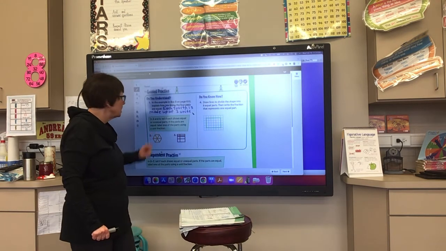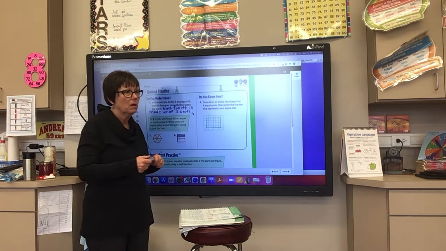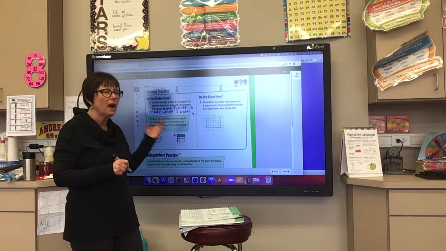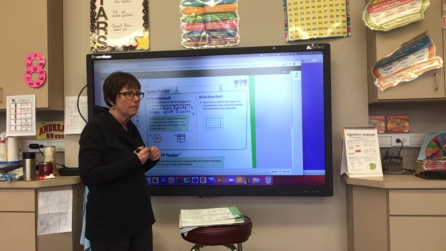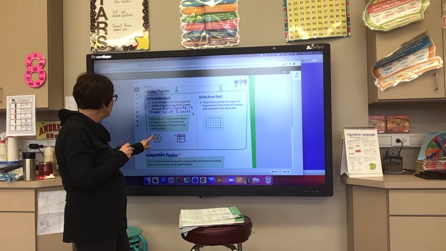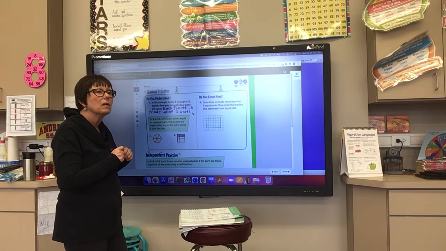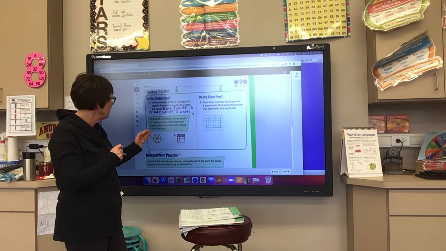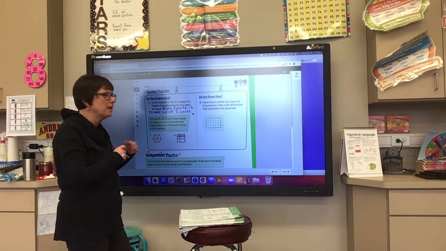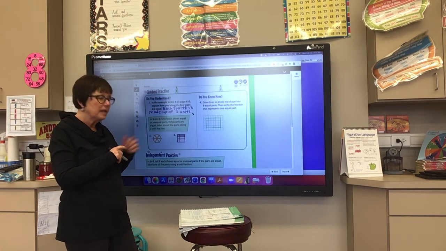Look at the parts. Are those equal or unequal? Meaning, are they exactly the same? Izzy, are those equal or unequal in size? Look at them. Are they the same size? Yeah, so they're equal.